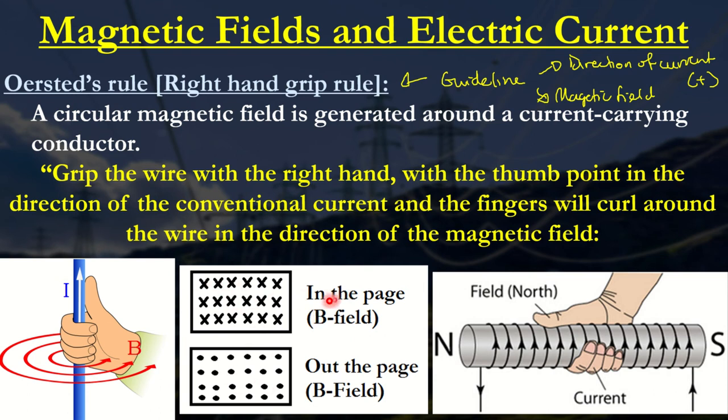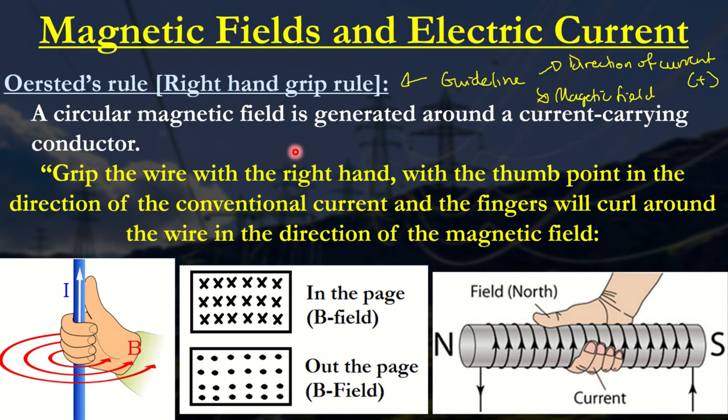These crosses represent magnetic field lines going into the page. Literally, if you have your fingers right now, you're pointing directly into your screen. And then the dots represent out of the page, so your fingers are almost literally popping out into your face. We're going to try and represent that in terms of the wire, and we're also going to look at that in terms of the solenoid.